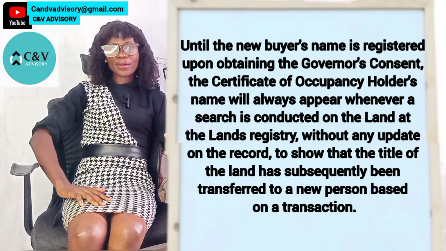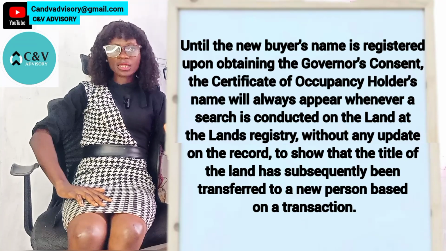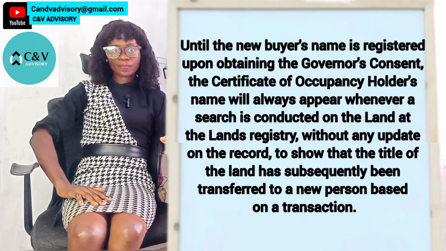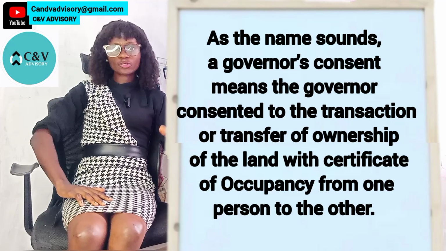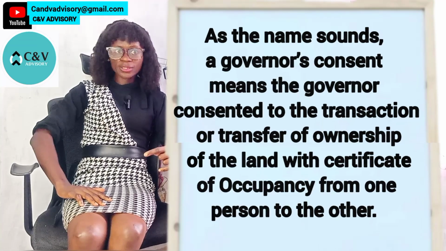The certificate of occupancy holder's name will always appear whenever a search is conducted on the land at the lands registry without any update on the record to show that the title of the land has subsequently been transferred to a new person based on a transaction. As the name sounds, a governor's consent means the governor consented to the transaction or transfer of ownership of the land with certificate of occupancy from one person to the other.